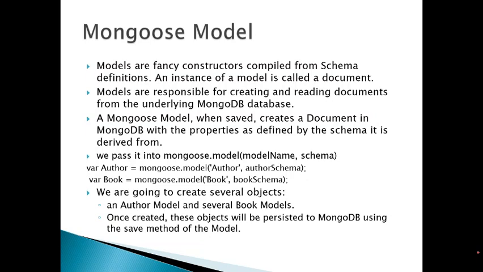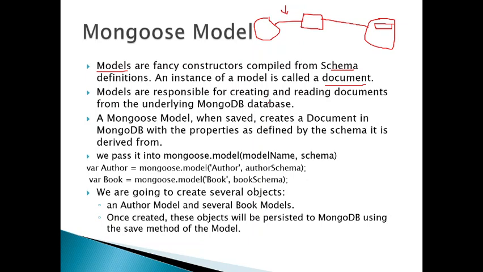Model is actually a fancy constructor compiled from a schema definition. An instance of a model is called a document. So alternatively, we are using this schema to create a model which will create an instance of a document in the collection. So we have the schema here, we have our collection, and this is our model. Our model takes the schema, takes the input from the user, and on that basis, it uses an instance of a document to create a document within this collection. So this is the role of the model.